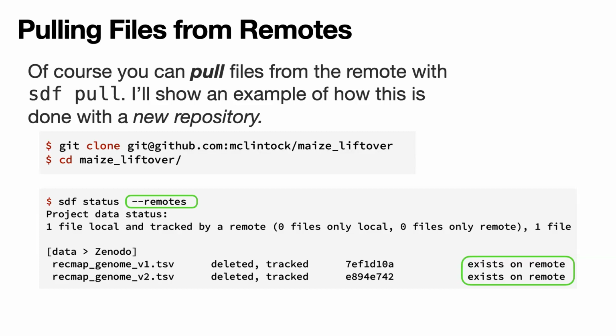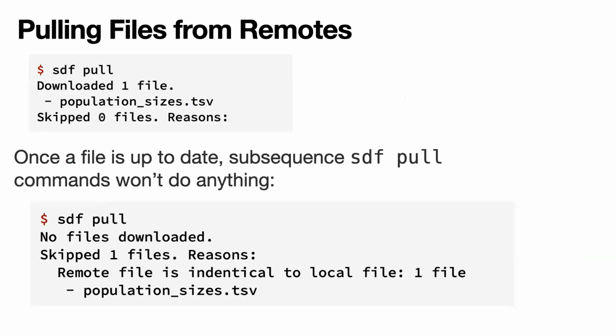And to do that, it's as simple as SDF pull, and it will pull those files into your local repository. If you rerun it again, it'll compare the checksums of the remote version and your local version, and it'll say, hey, these are different or these are the same. If they're the same, it will not download anything. If they're different, it'll ask you what to do.